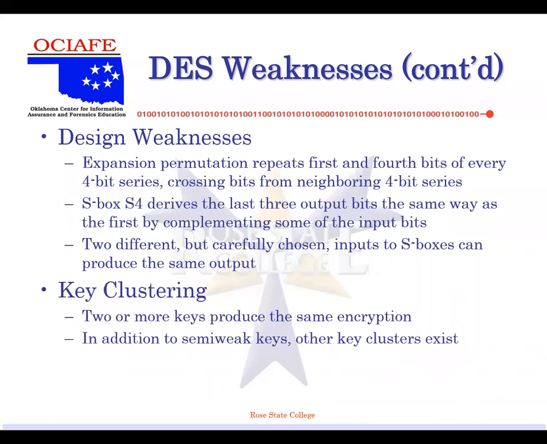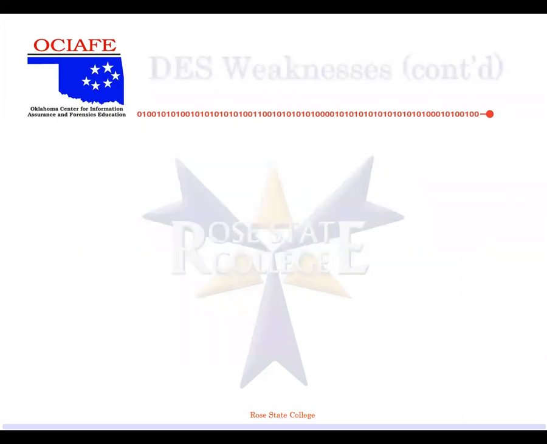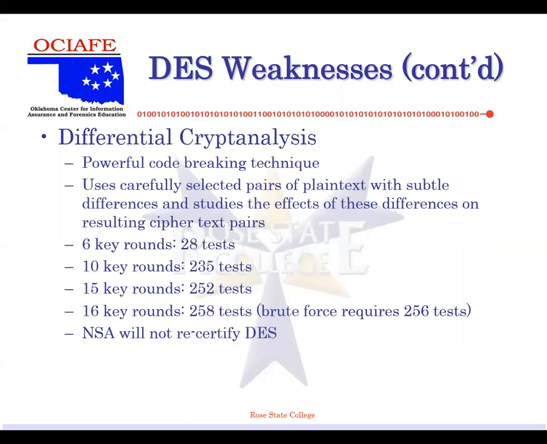Key clustering. Again, you need to know the titles here. Key clustering: 2 or more keys produce the same encryption. In addition to semi-weak keys, key clustering also exists. Okay. Differential cryptanalysis. It's a powerful technique. We take a carefully selected pair of plaintexts with subtle differences and study the effects on the output. You don't want that to happen, but it could happen. Okay. They will not recertify it.